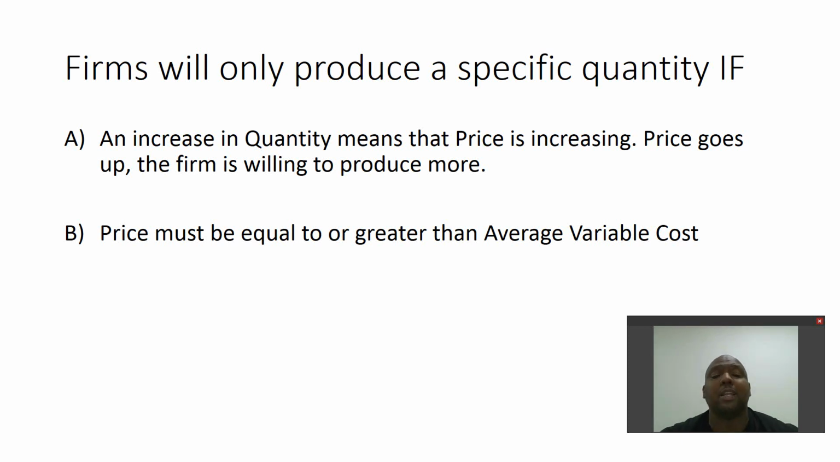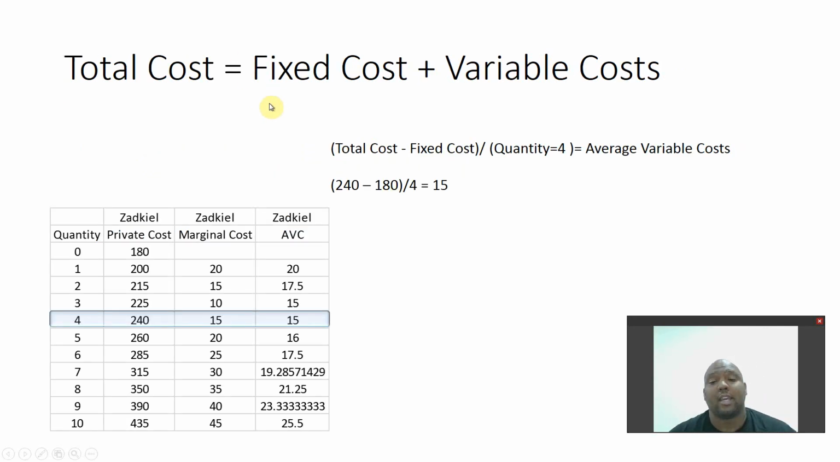Also, the price must be equal to or greater than the average variable cost. So as we know from IGCSE, the average total cost is equal to the average fixed cost plus the average variable cost. So we need to calculate the average variable cost using that information. So again, IGCSE, real easy stuff.